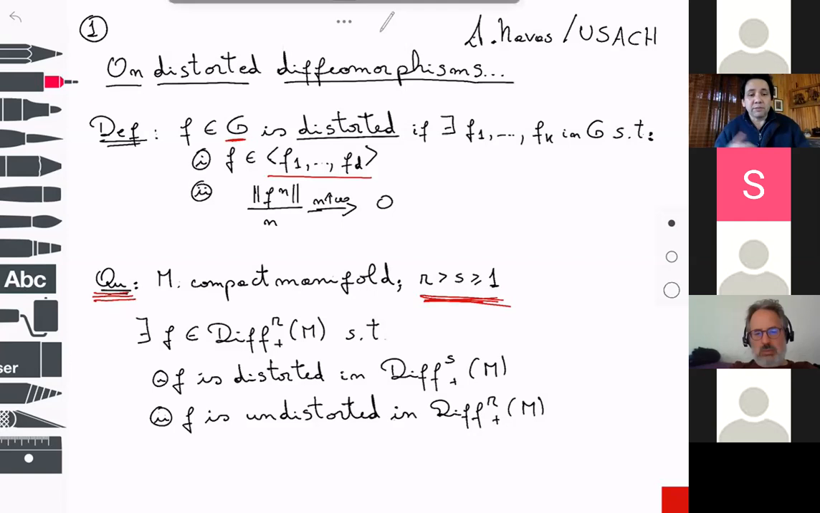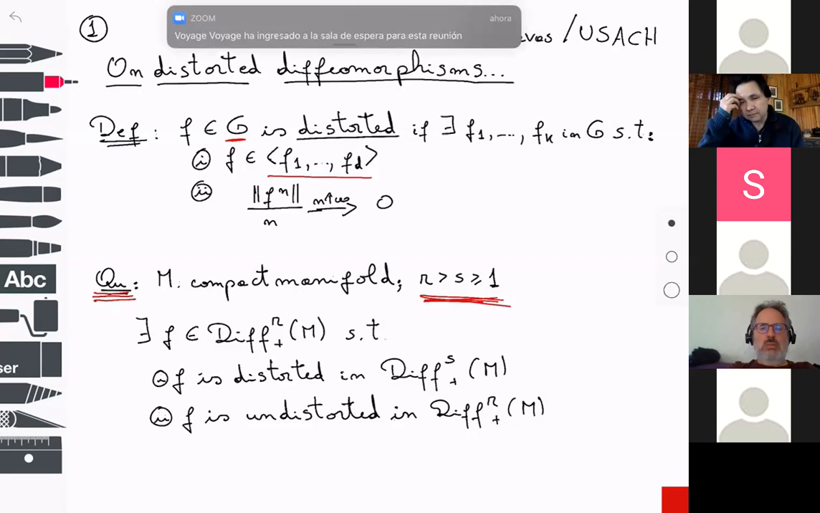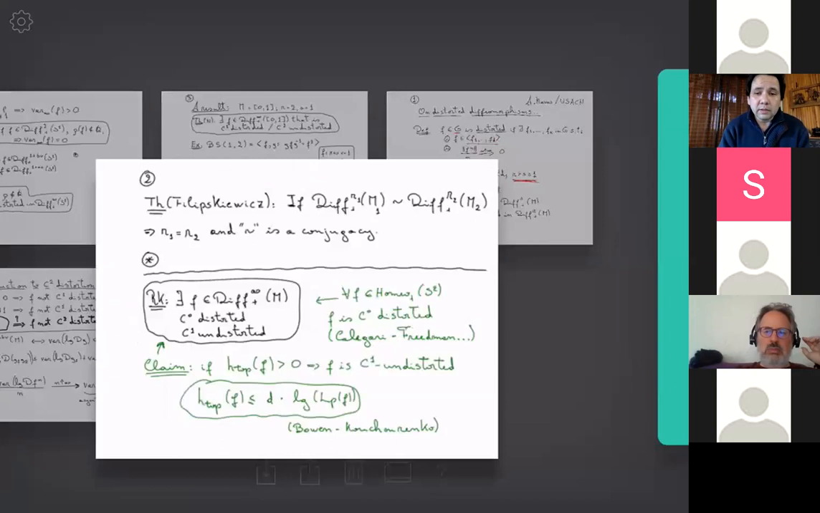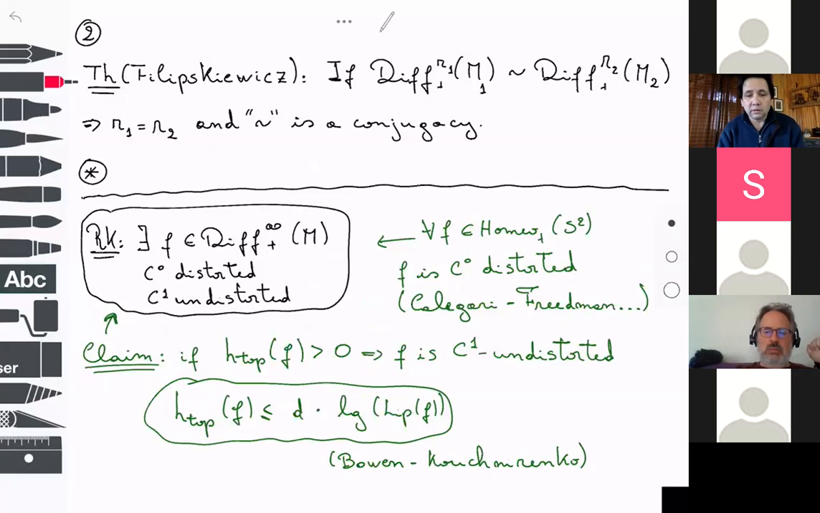It seems to be rather technical, or it seems to be also very, very difficult to handle. Actually, it is, and I will try to convince you why it doesn't seem to be that simple. Although I think that the answer should be yes, this kind of diffeomorphism should exist.